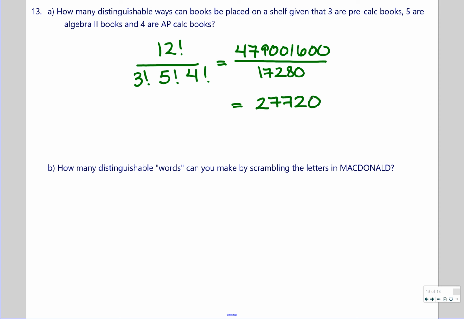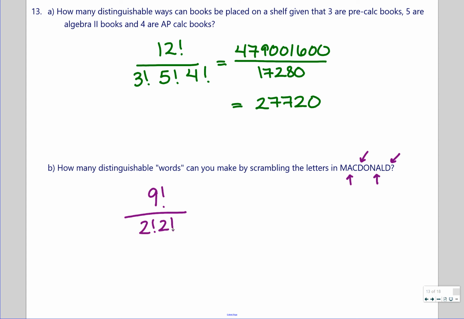Okay. How many distinguishable words can you make by scrambling the letters in MacDonald? Oh, I did write this one. I must have changed the word, obviously. Okay. How many letters are in my last name? 9. Okay. And how many identical letters are there? Let's see. I've got a couple D's, a couple A's, and that's it. So what am I going to divide by?